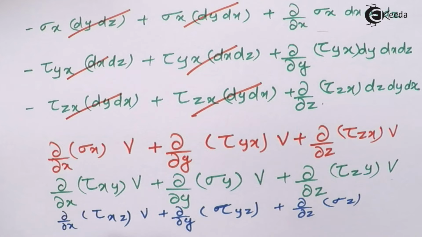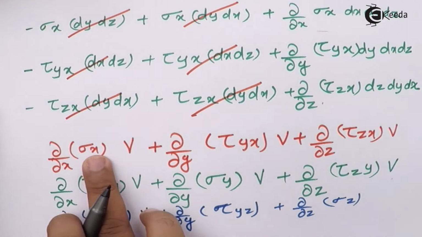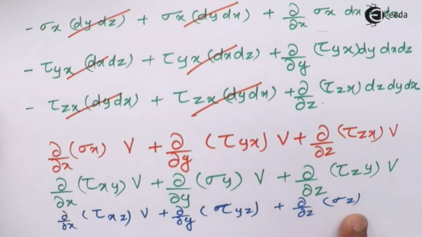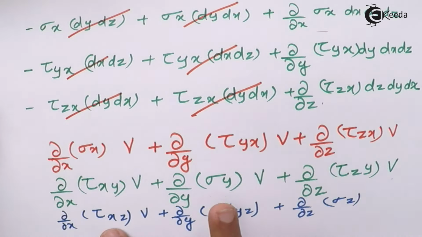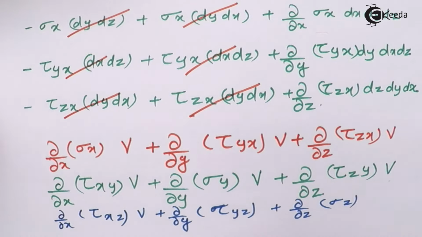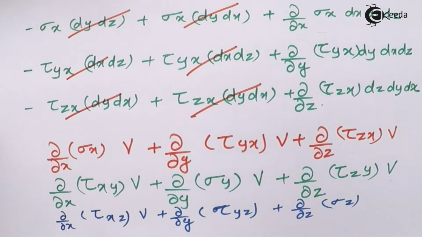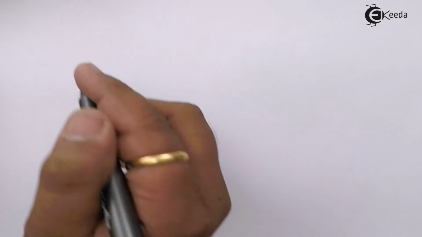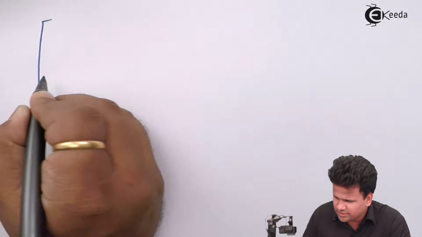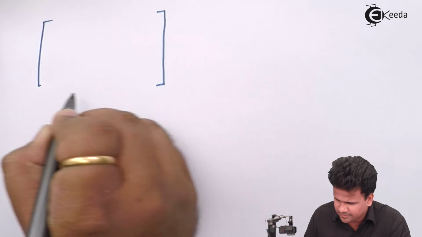Now over here we can see the diagonal elements sigma x, sigma y, sigma z, and tau xy, tau yx, tau xz, tau zx, as well as tau yz and tau zy. So all these three terms which we have considered will form a matrix called the stress matrix. Let us denote this term. Volume can be taken aside, and over here we'll see a matrix.